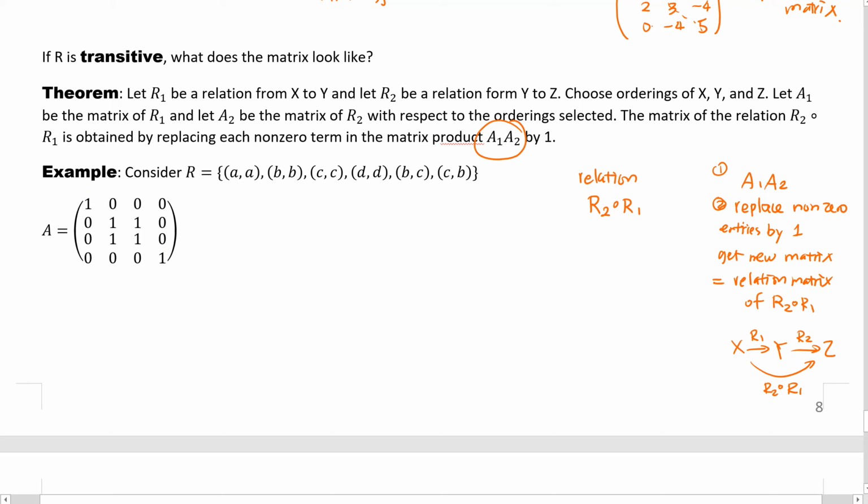Next, I want you to look at A times A. So here, what's the size of A? It is 4 by 4. So we also say this is a square matrix. If the number of rows equals the number of columns, we say this is a square matrix. Okay? And then we can define A squared.